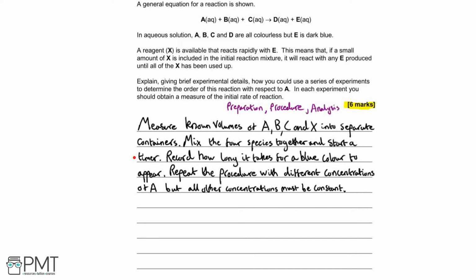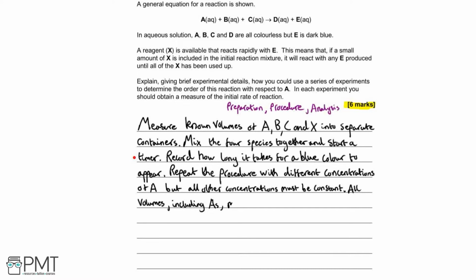On top of that, we've got other control variables we need to mention. So the third point is really kind of encompassing all the control variables here. So all other concentrations must be constant, but also all volumes of species, including A's. So we're not changing the volume of A either. We're only changing the concentration, so we only have the one variable which is changing.